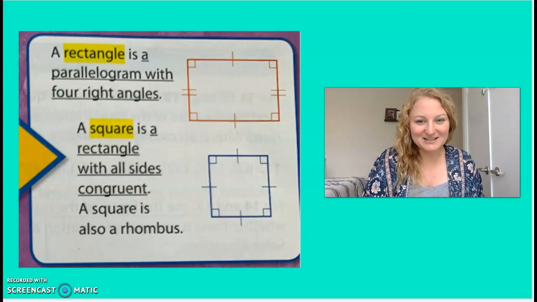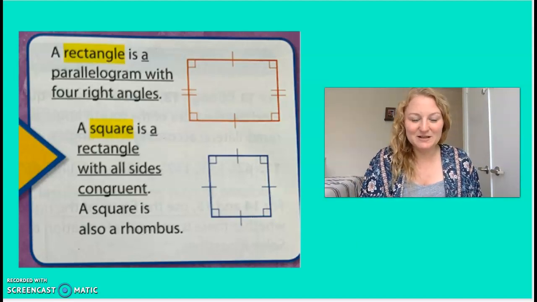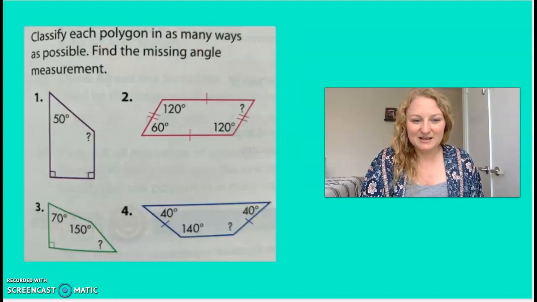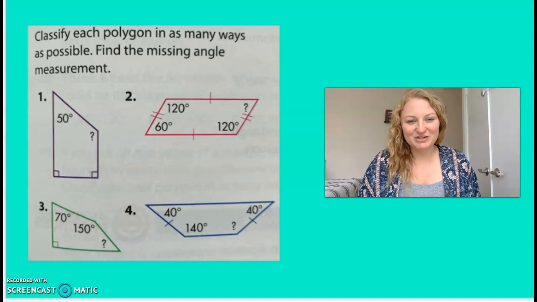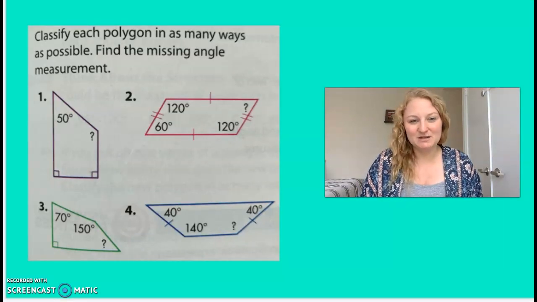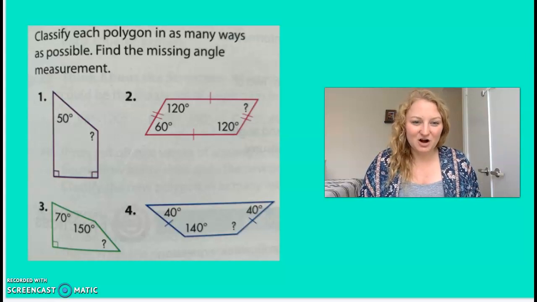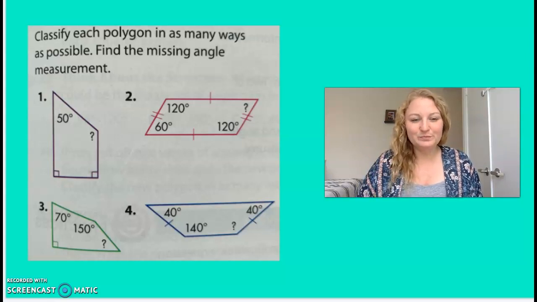We're going to practice identifying some shapes and also finding their angles. Look here at the directions. It says classify each polygon in as many ways as possible. Find the missing angle measurement. So if I wanted to classify the polygon for number 1, I'm going to think out loud for this one. I can see that there are 4 sides, so it would be a quadrilateral.